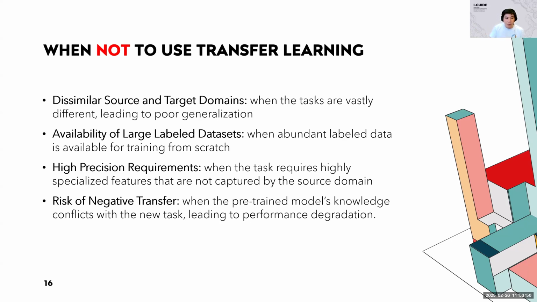You also have to understand that negative transfer could happen. Negative transfer means the pre-trained model works really well on the task that it has, and then when you use the model for your specific task, it doesn't work at all, or it works worse than training from scratch. That is the risk of negative transfer.